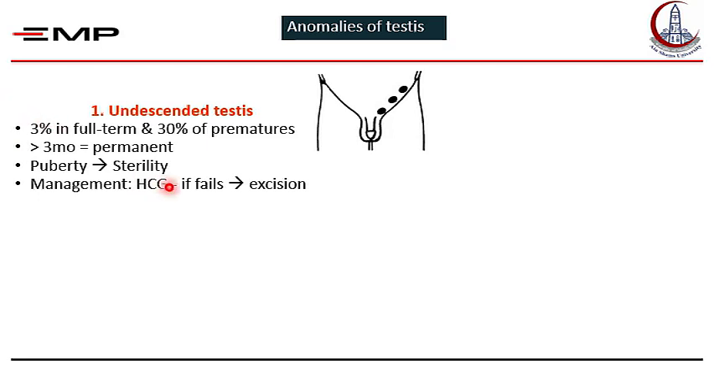If this hormone does not give any response and the testis remains high up in the abdomen, we have to surgically remove it. We do excision. Why? We don't leave it alone, because it has higher risk of becoming malignant. The undescended testis is vulnerable to cancer formation.